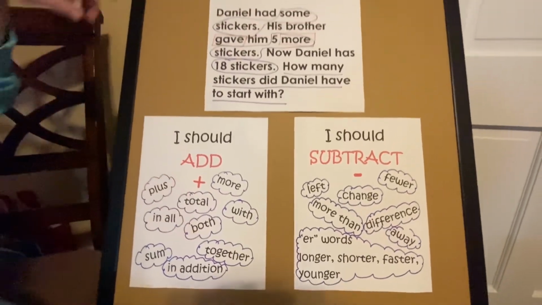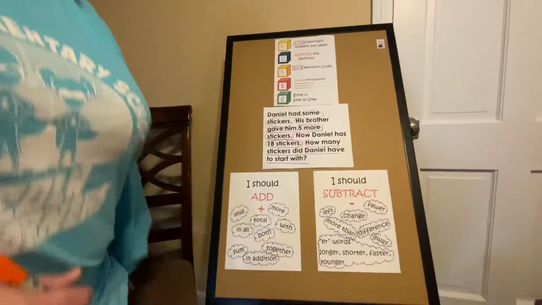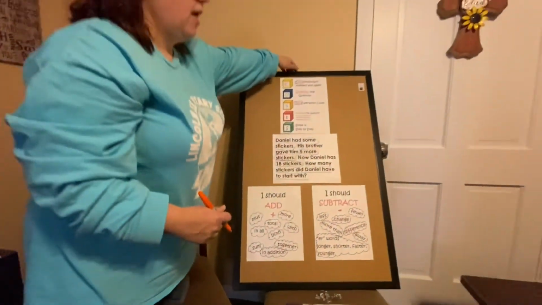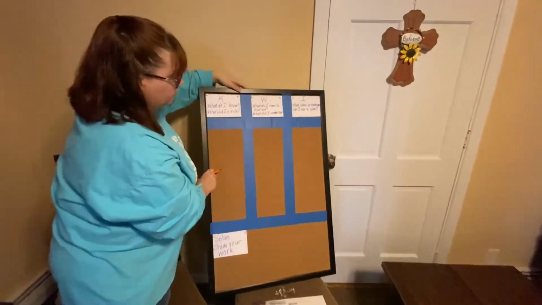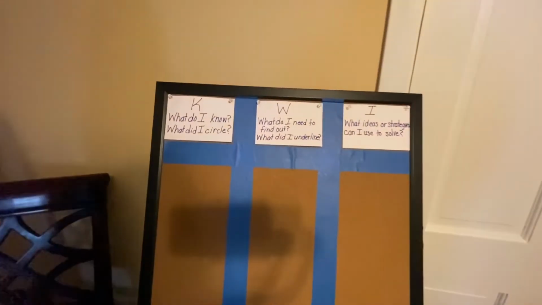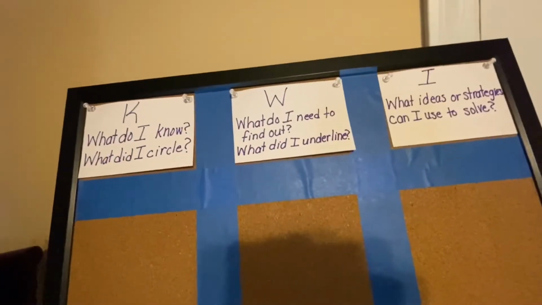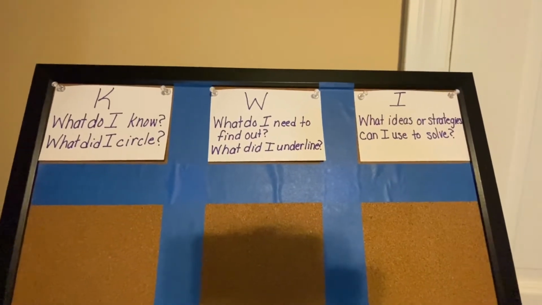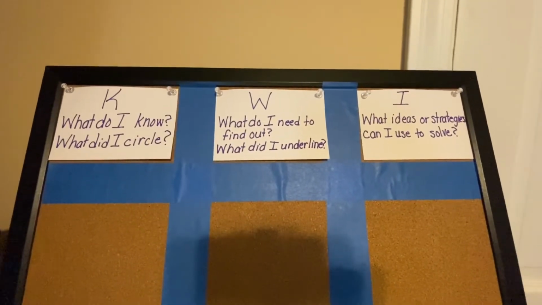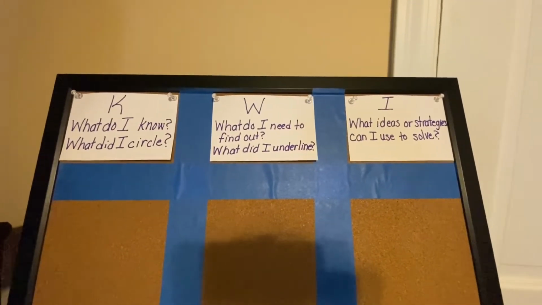So now the next thing is the E. It says examine the question. And we're going to do that by using the strategy that I like called KWI. You may have seen this before. It looks a lot like a KWL chart. The K stands for what do I know? Or what did I circle in the problem? The W stands for what do I need to find out, or what did I underline? And the I is for what ideas or strategies can I use to solve?